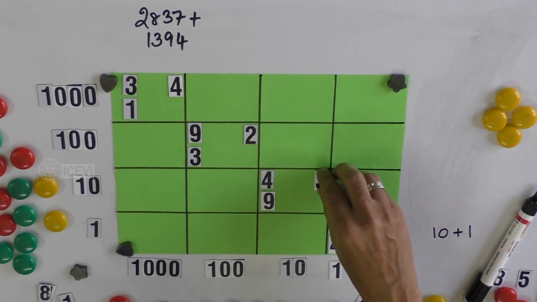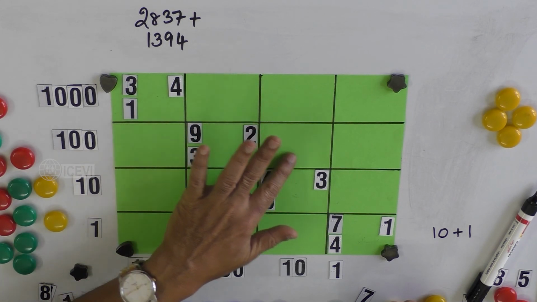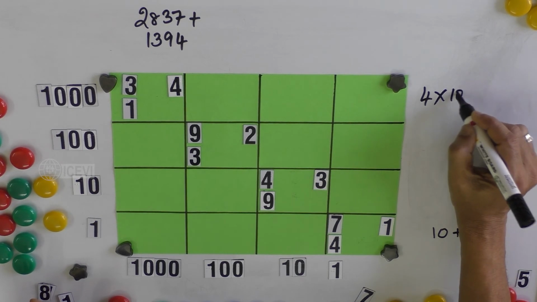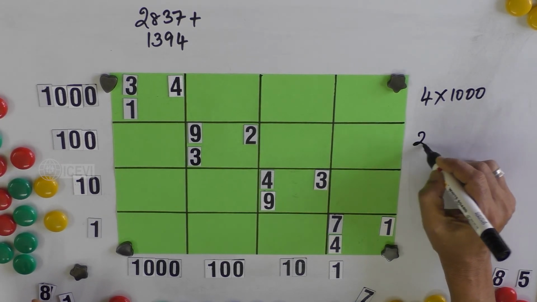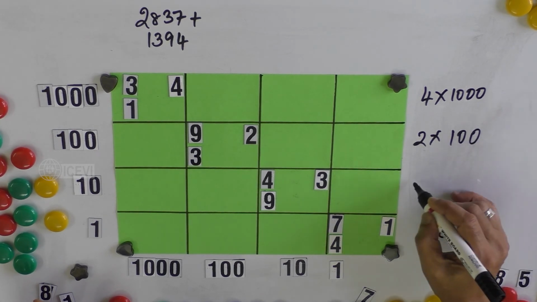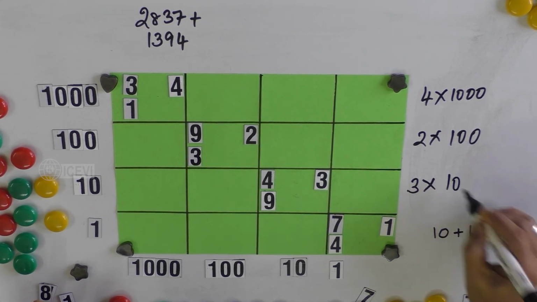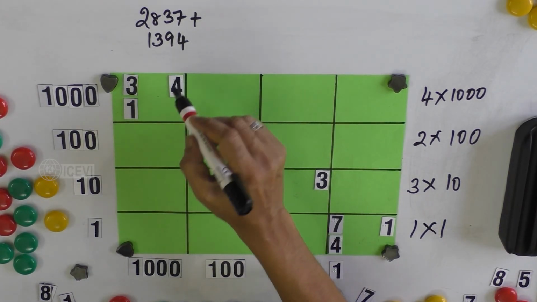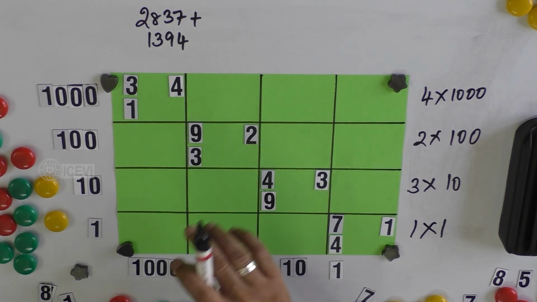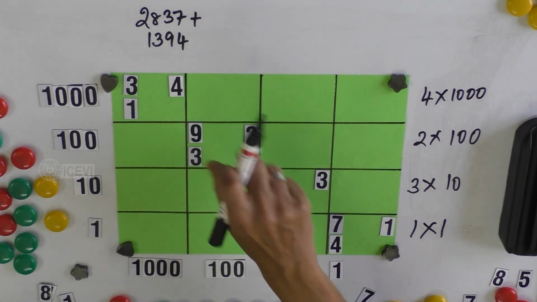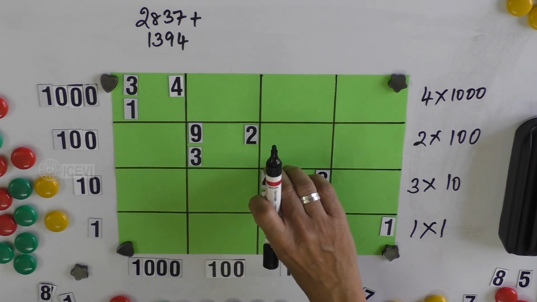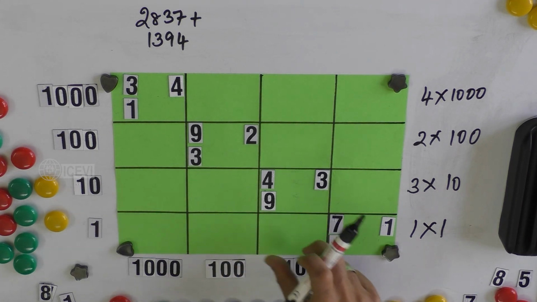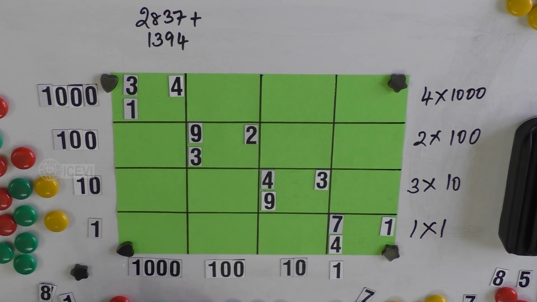So what you get now? 4,231. That is 4 multiplied by 1000 and 2 multiplied by 100, 3 multiplied by 10 and 1 multiplied by 1. So the expanded form template helps the child to do the manipulation of numbers by himself, and that will help the child to understand the abstractness involved with the addition of numbers.